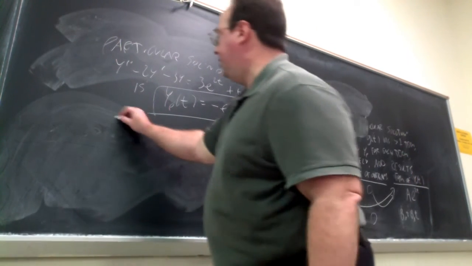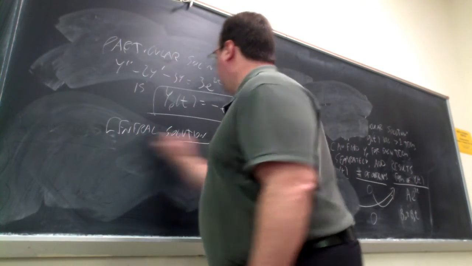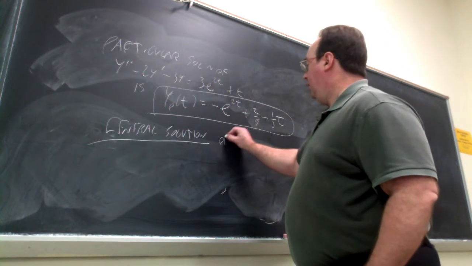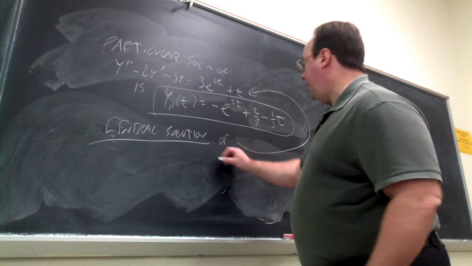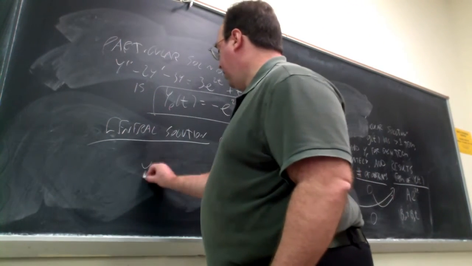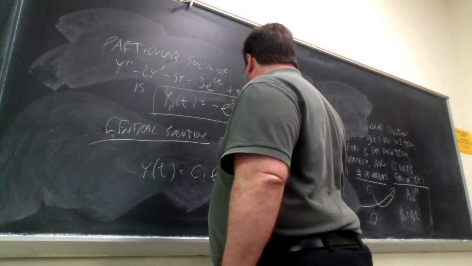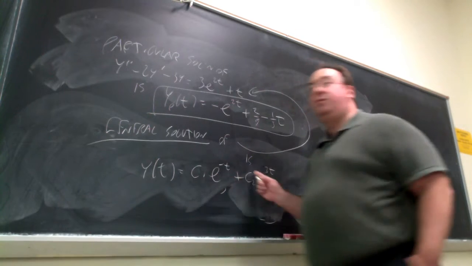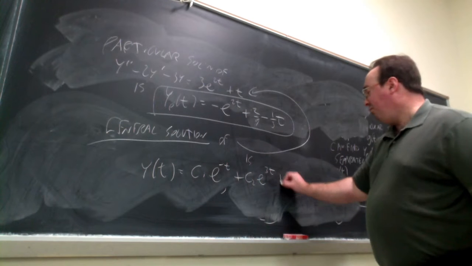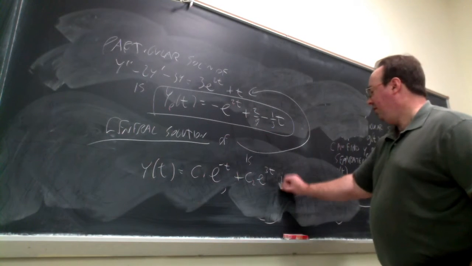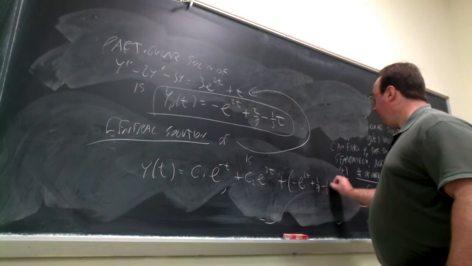The general solution of this DE is y of t is a constant times e to the minus t plus another constant times e to the 3t, because those are the roots of the homogeneous equation that were written down earlier. So you always have that plus the particular solution: minus e to the 2t plus 2 ninths minus 1/3 t.